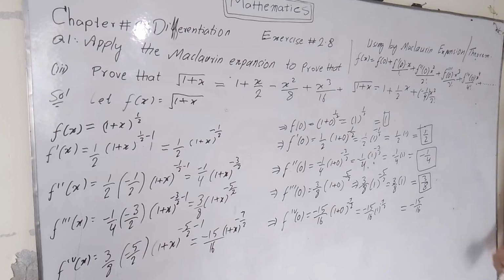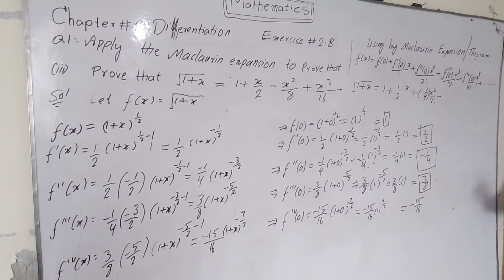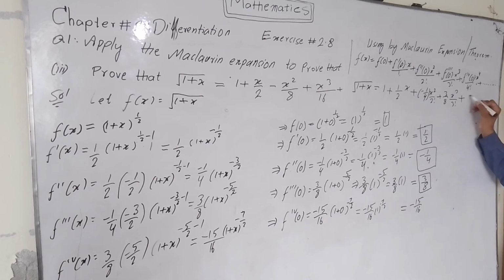divided by 2 factorial plus f triple prime of 0, which is equal to 3 divided by 8, times x cube divided by 3 factorial, plus f fourth prime of 0, which is equal to minus 15 over 16, times x power 4 divided by 4 factorial, plus, and so on.